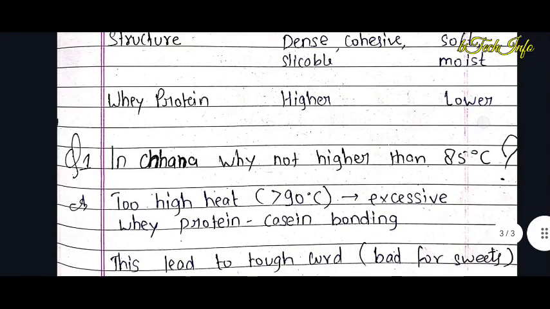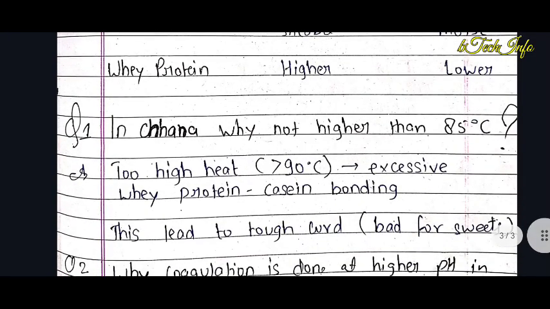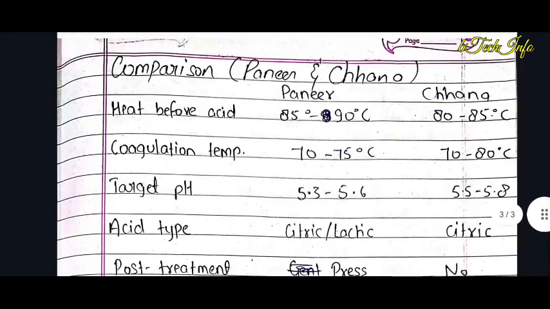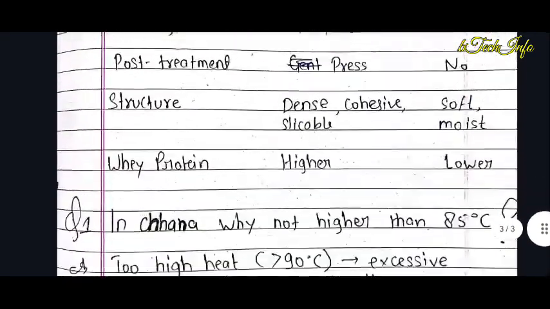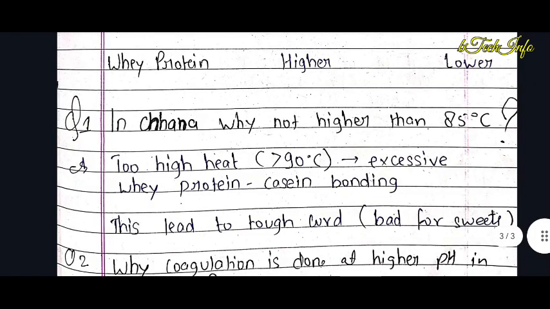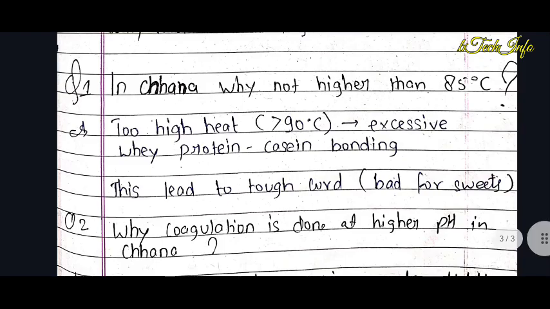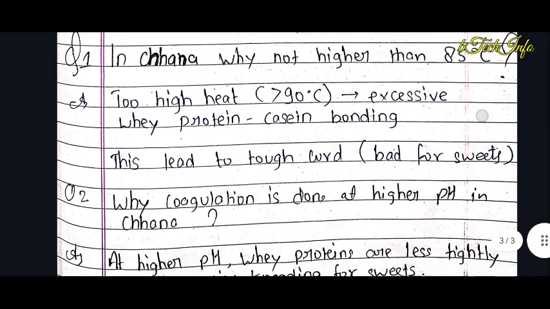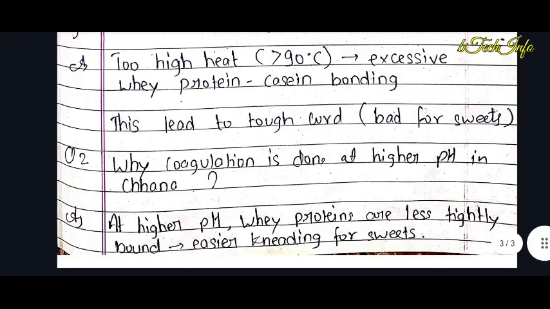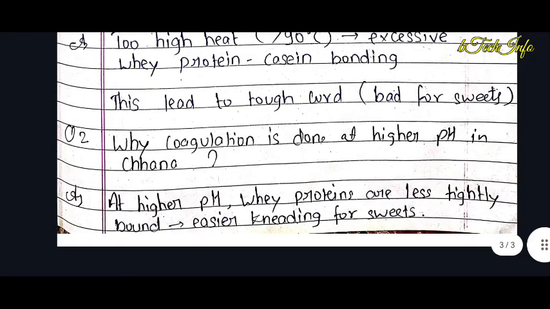Some important questions. In chena, why not higher than 85 degrees Celsius? Like, why do we not heat more than 85 degrees Celsius like in paneer? Because at too high a temperature, like above 90 degrees Celsius, there is excessive whey protein-casein bonding, and this leads to a tough body, tough curd, which is bad for sweets like rasgulla. So it is important.